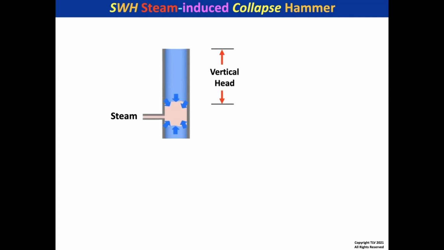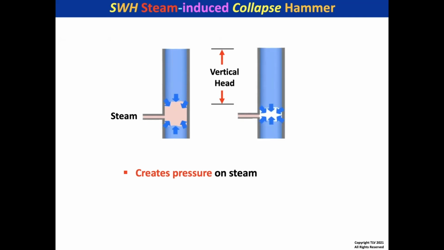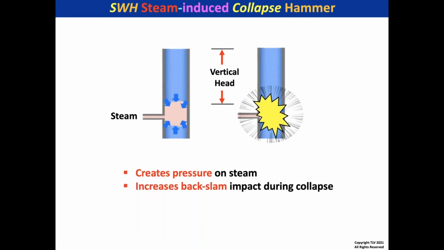There's a lot of vertical head when we're going 30 feet or so overhead into the return header. We may have header pressure of 25 psi or more. That is going to create pressure on that pocket of steam, and it's going to compress it, such as you see on the right. Now, if that pocket collapses, it'll create backslam impact during the collapse, and that's going to go back towards the trap. So we install a check valve after the trap so that the trap is not affected by the backslam hammer.